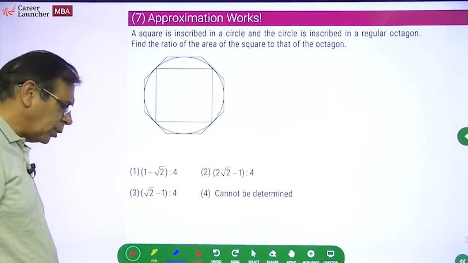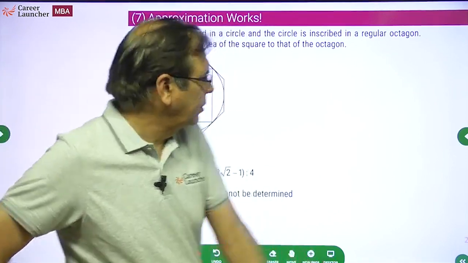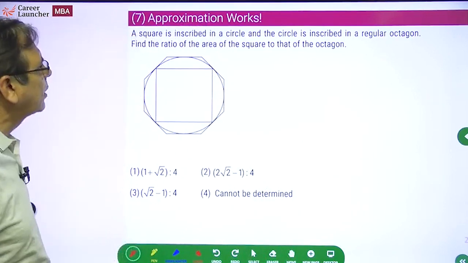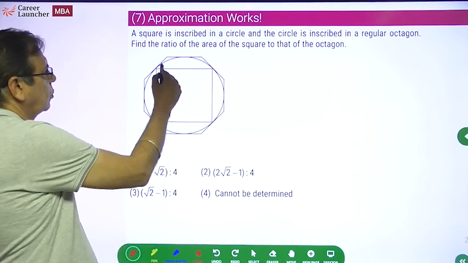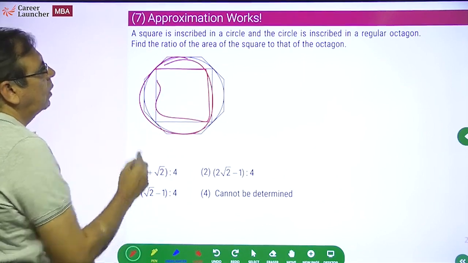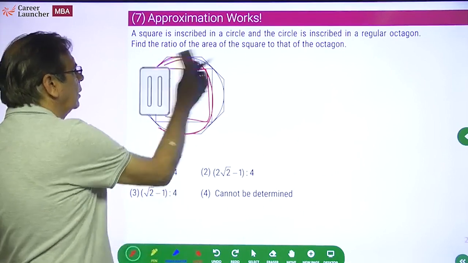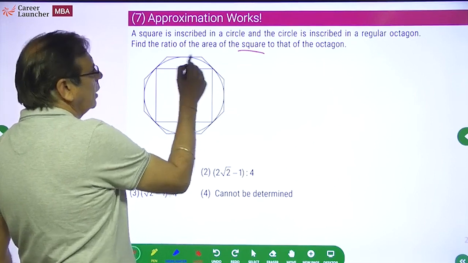Another interesting question of geometry, where again people end up wasting lots of time doing calculations. Okay. A square is inscribed inside a circle and the circle inside a regular octagon. So this is a square inside a circle, circle inside a regular octagon. Find the ratio of area of square to octagon. We need to find the ratio of area of square, which is inside, to the area of octagon.